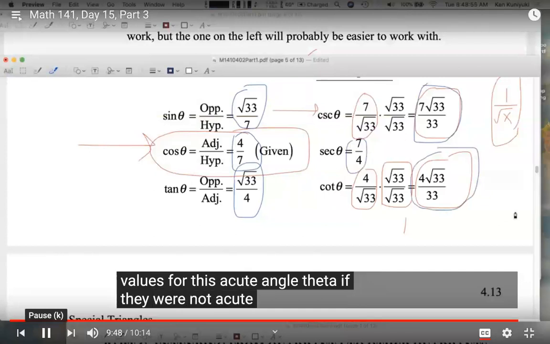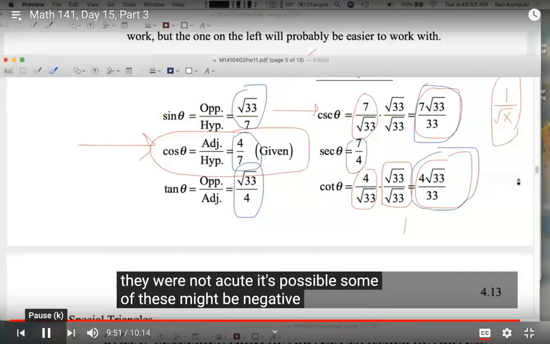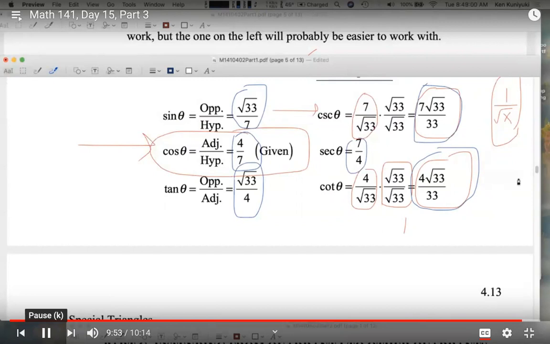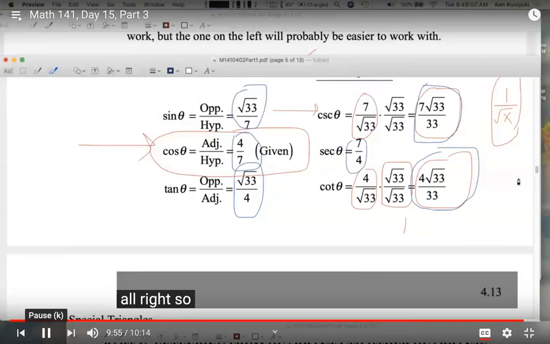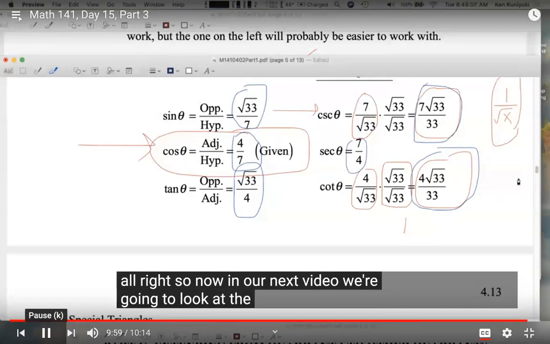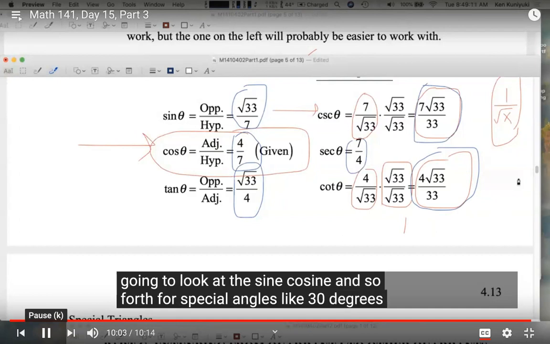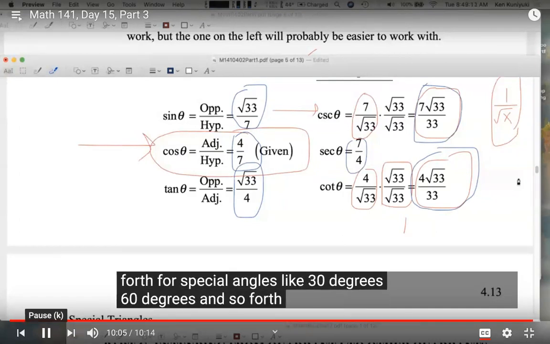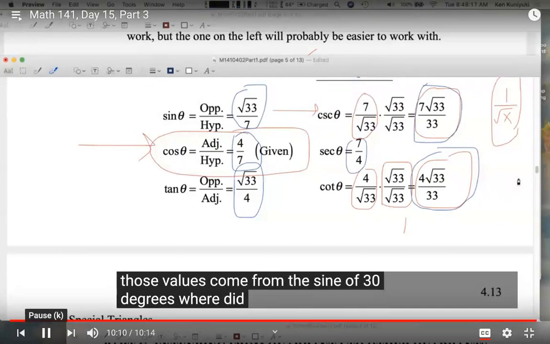If theta were not acute, it's possible some of these might be negative. All right. So now, in our next video, we're going to look at the sine, cosine, and so forth for special angles, like 30 degrees, 60 degrees, and so forth. And where do those values come from? The sine of 30 degrees, where did that come from? We'll see the answer in the next video.